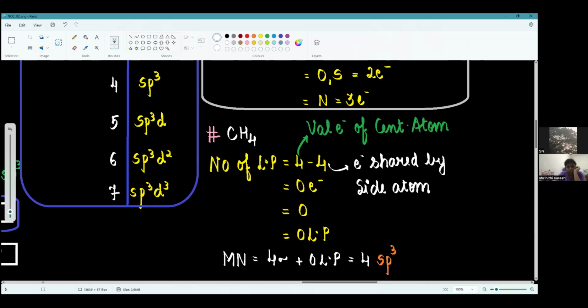Got it? So two things you need to know. The electrons shared by the side atoms, how many are coming? And what is the valence electrons of the central atom?